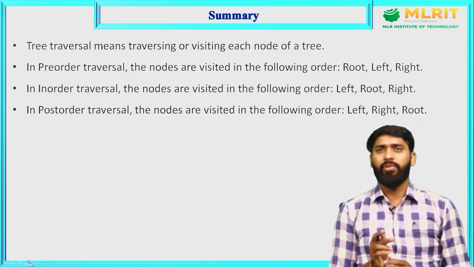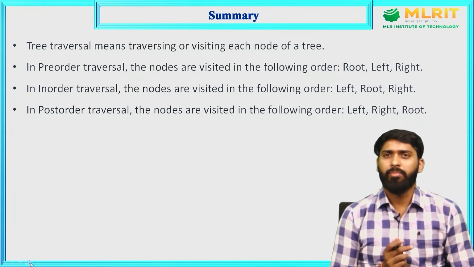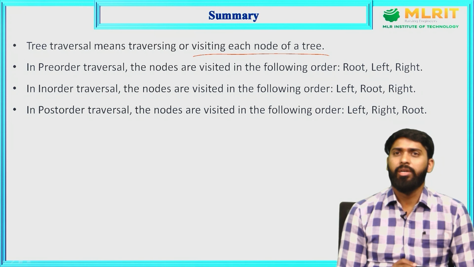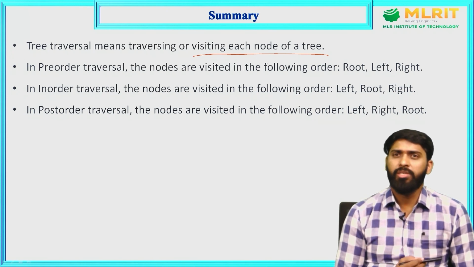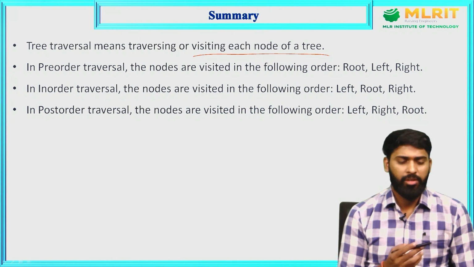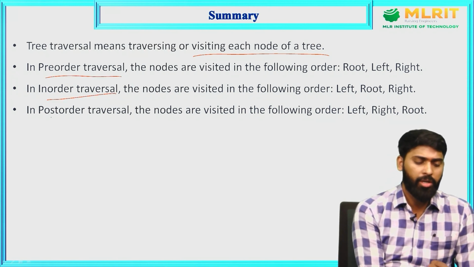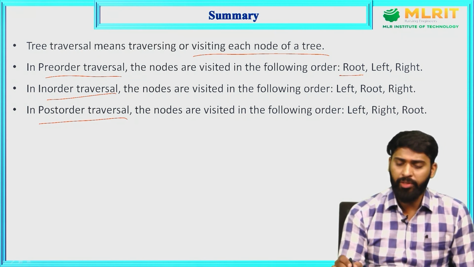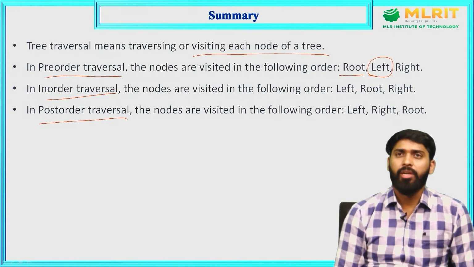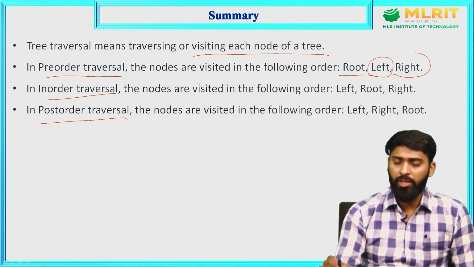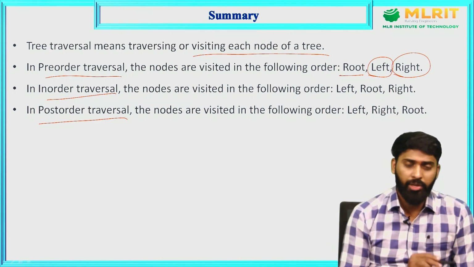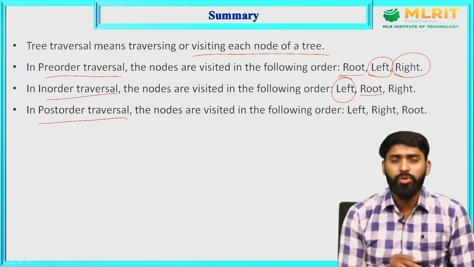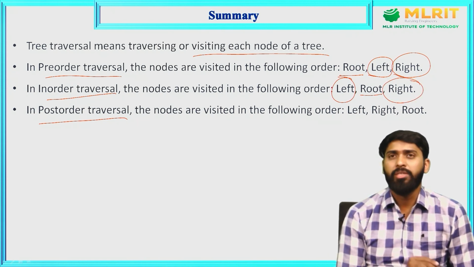So coming to the summary of the session. In this session we learn about the binary tree traversing methods. Tree traversing means visiting each node of a tree, accessing all the elements present in the tree. We have three types of traversing methods: pre-order, in-order, post-order. Pre-order means first visit root node. After this visit the elements in the left subtree, and finally visit all the elements in the right subtree. Coming to in-order traversal, first visit all the elements present in the left subtree, then visit root node, then move to elements in the right subtree.